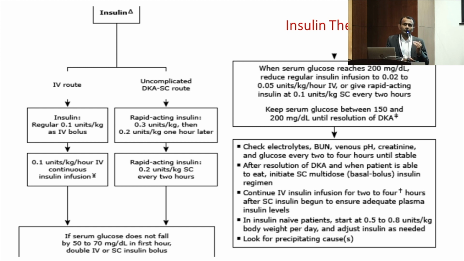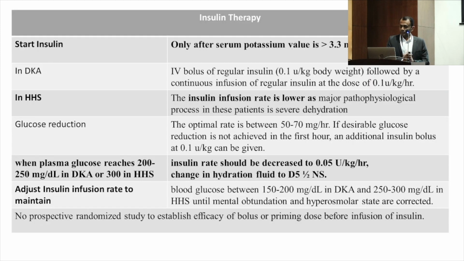The half dose can be given in the evening as a long-acting insulin like glargine. The rest is divided into 3 doses: pre-breakfast, pre-lunch, and pre-dinner. And we have to look for the precipitating causes.